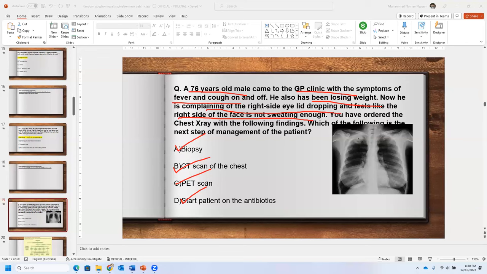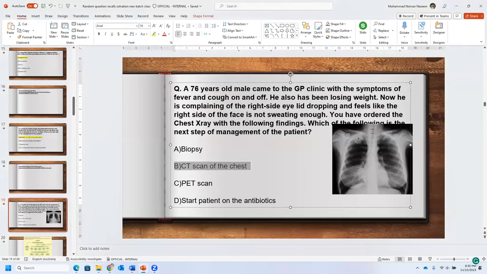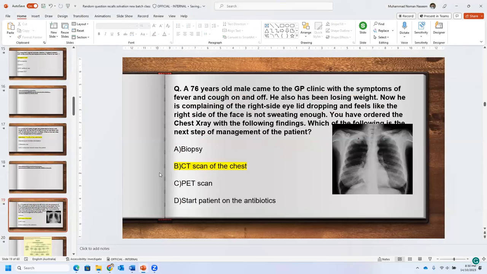What is the diagnosis? Can anyone tell me the diagnosis associated with the very good Pancoast syndrome? So you have just done a chest X-ray. What is the next thing that you want to do in order to find out more about this Pancoast tumor? Very good. We want to do a CT scan of the chest. A PET scan will be done after the CT scan, but first we want to do a CT scan with IV contrast of the chest to know about the anatomy of this tumor.